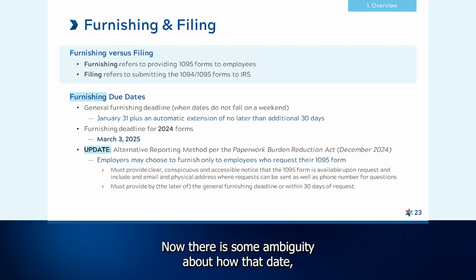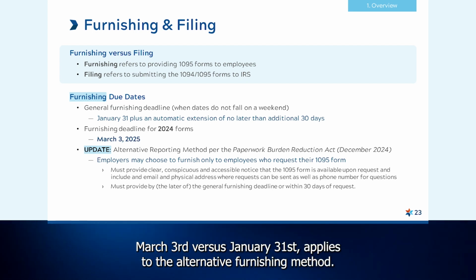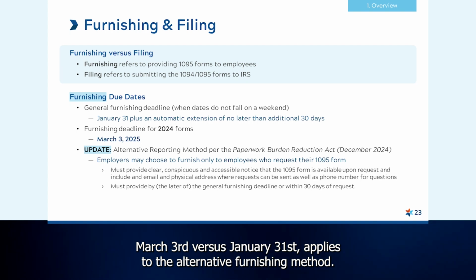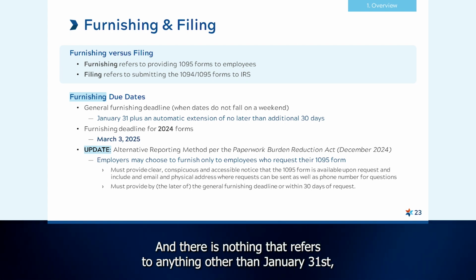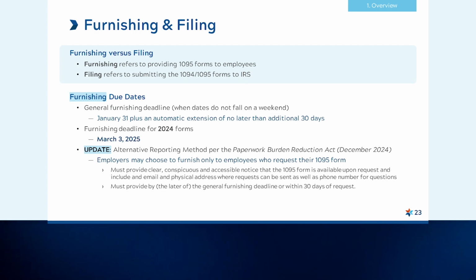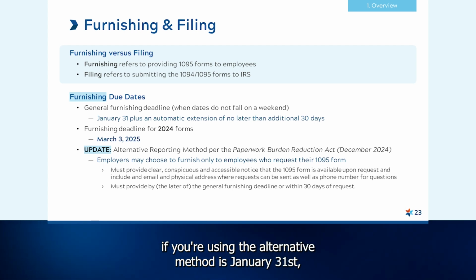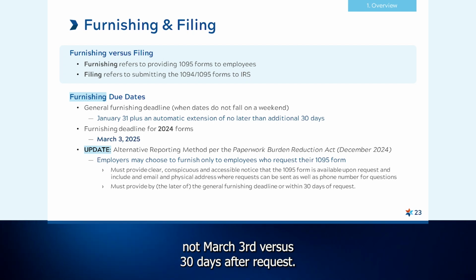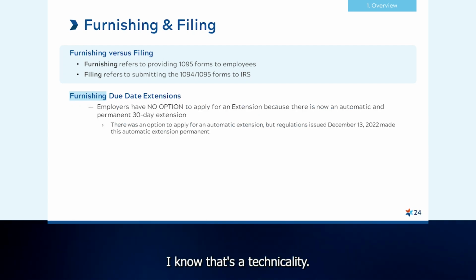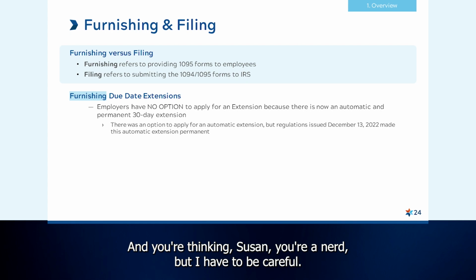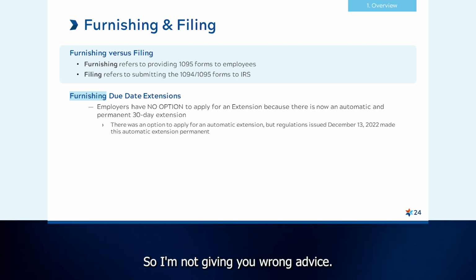Now, there is some ambiguity about how that date, March 3rd versus January 31st, applies to the alternative furnishing method. There is nothing that refers to anything other than January 31st, and we want to be precise. Until and if we see otherwise, your original due date, if you're using the alternative method, is January 31st, not March 3rd, versus 30 days after request. I know that's a technicality and you're thinking, Susan, you're a nerd, but I have to be careful so I'm not giving you wrong advice.